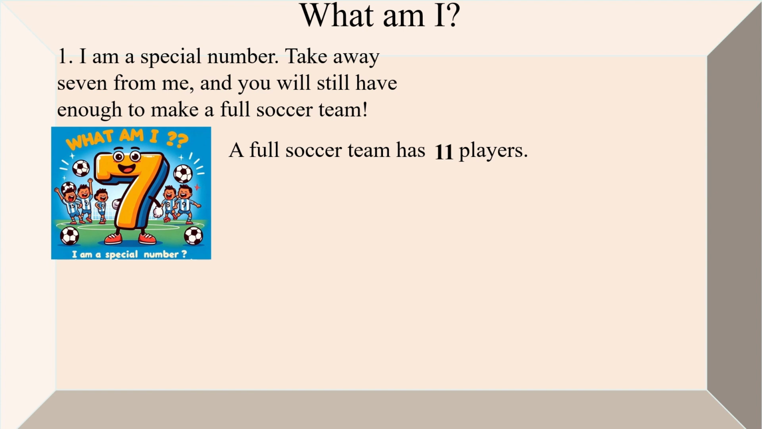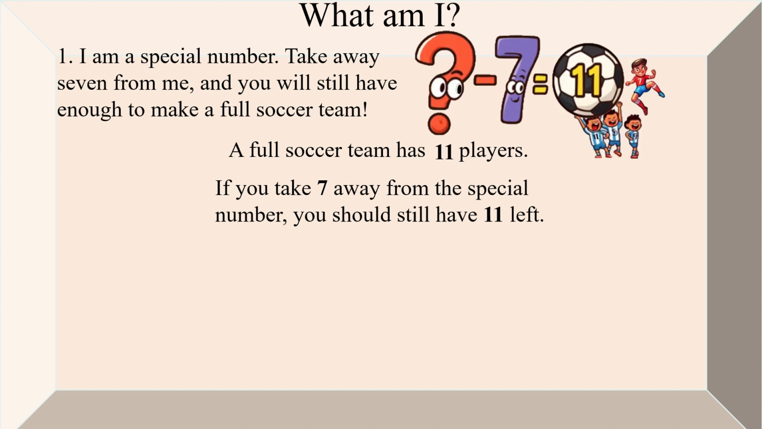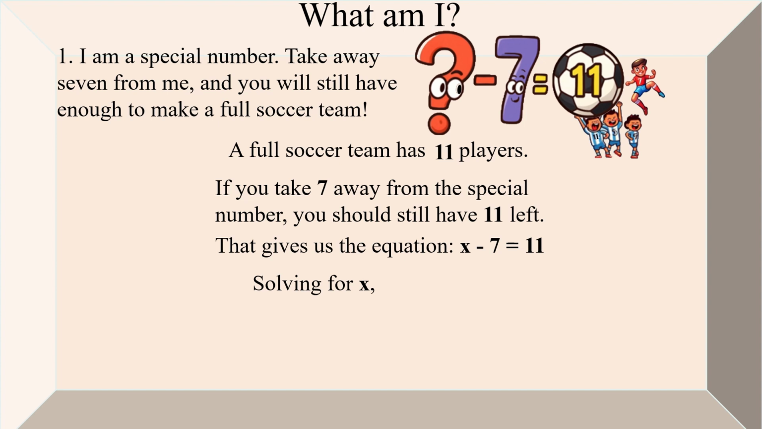11 players, that's right. If you take 7 away from the special number, you should still have 11 left. So the equation is going to be x minus 7 is equal to 11. Solving for x, use the method of transposition and you have x is equal to 11 plus 7, that is equal to 18. So the answer is 18.